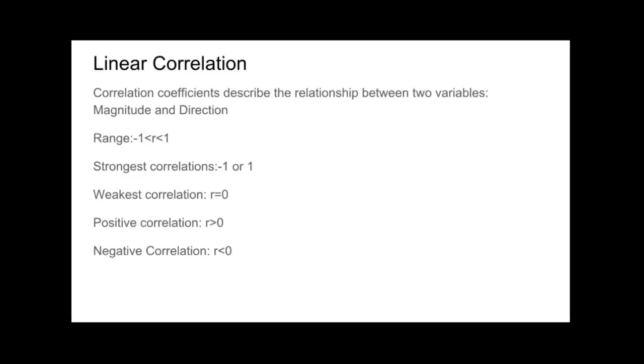A negative correlation means the opposite. If one variable gets bigger, then the other variable gets smaller. On the scatter plot, when the data points follow a straight line that slopes downwards from left to right, the correlation is negative.